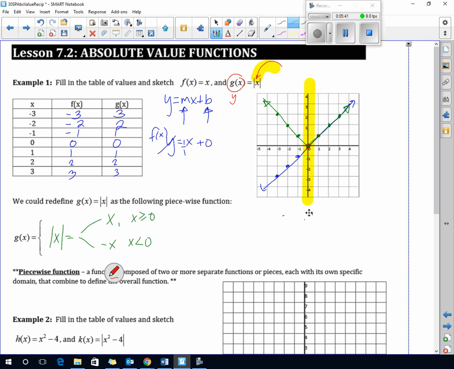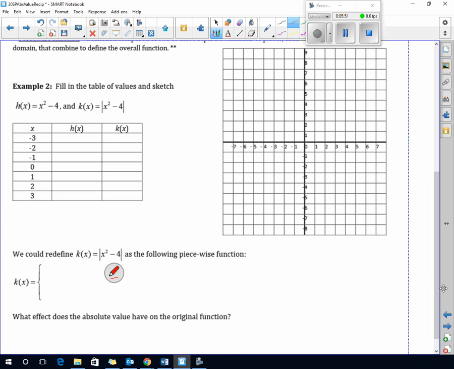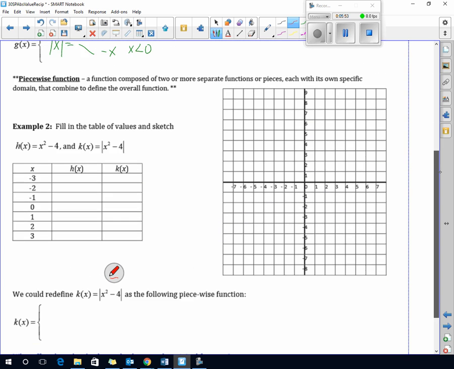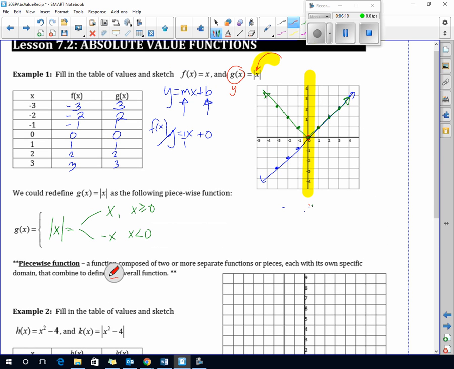So, just in case you forgot how to graph a quadratic, we could do a table of values, but I think you're pretty good about this. A piecewise function is a function composed of two or more separate functions or pieces, each with a specific domain. So what I'm trying to say, a piecewise function is when I split it up into certain domains, it's two different functions. That's what a piecewise function is. If you take calculus, we talk about piecewise functions a lot, actually. Okay, so who remembers how to graph y equals x squared minus 4?